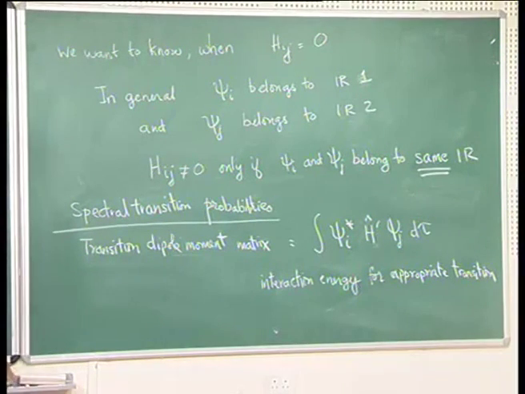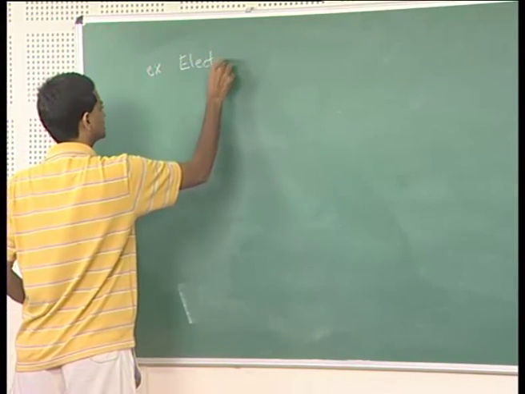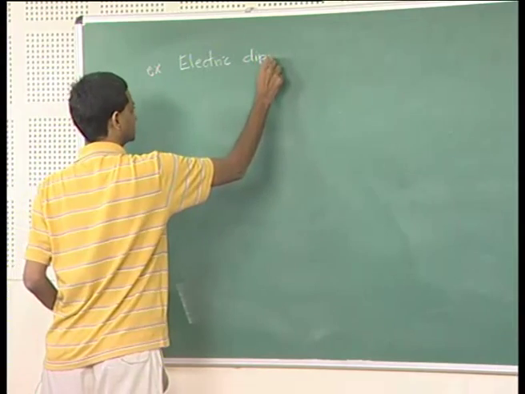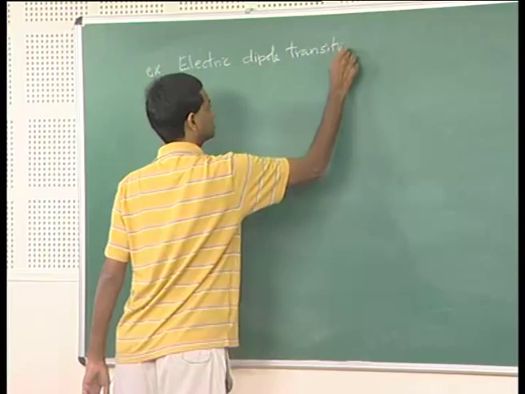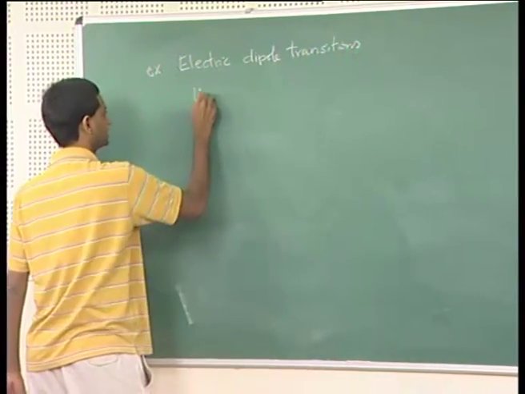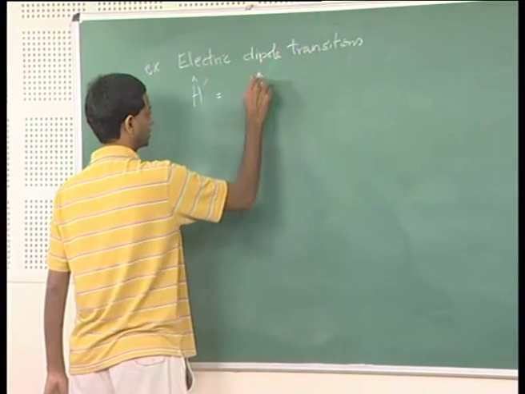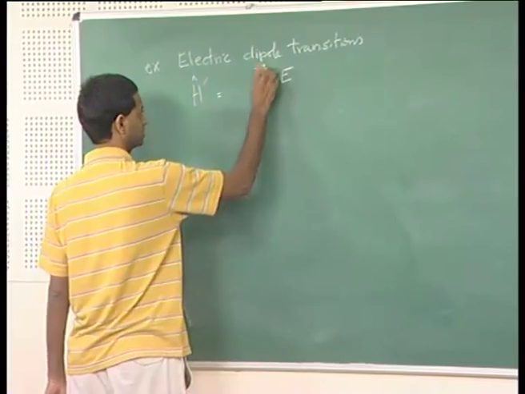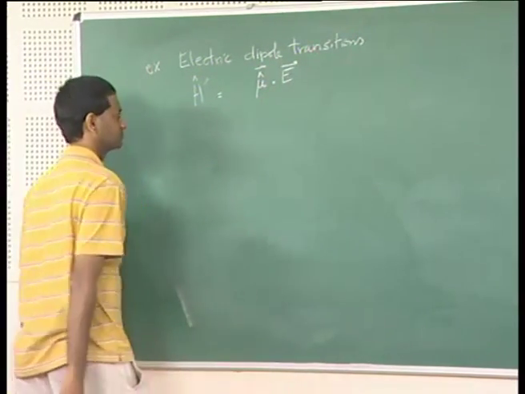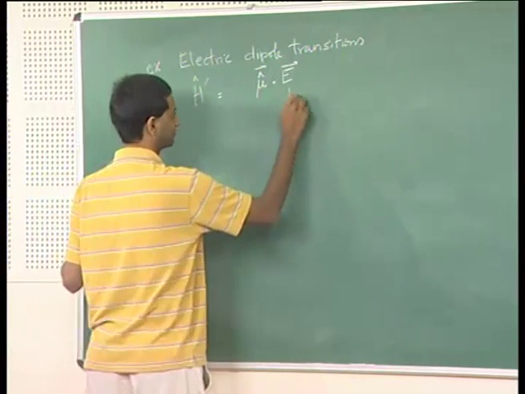So as an example, let us look at electric dipole transitions. Then in this case H prime is equal to the dipole moment operator times E, so the dipole moment operator dotted into E. Now the dipole moment operator, and E is the external field.